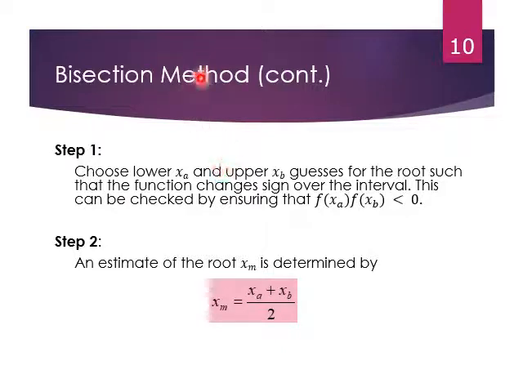Here are the steps of the bisection method. The first one, we're going to choose the lower xa and upper xb. These are the initial guesses that there is at least one root in between the interval of xa and xb, and the function changes sign over the interval. This can be checked by ensuring that the function evaluation f(xa) multiplied by f(xb) must be less than 0.